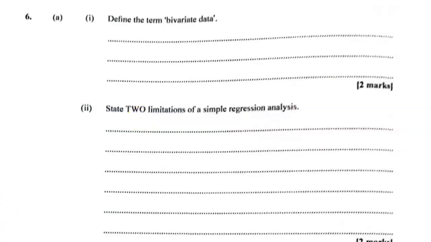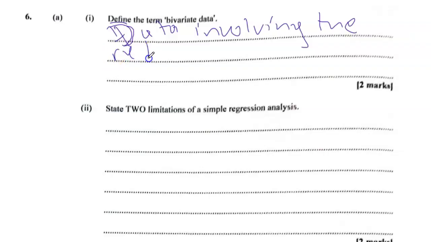Question 6. Define the term bivariate data. So bivariate data is data involving the relationship between two variables. Actually, data analyzing is a better term. Data analyzing the relationship between two variables.